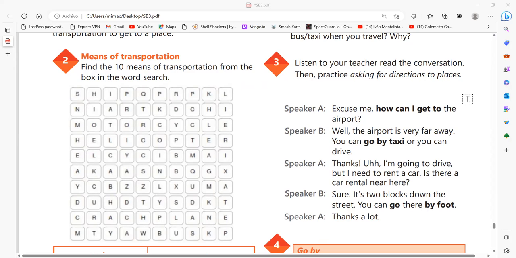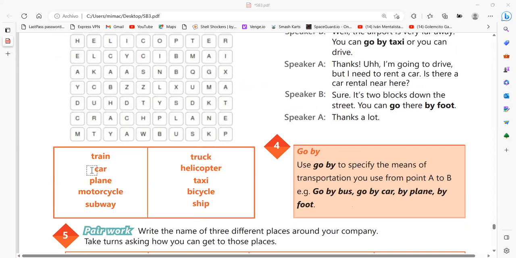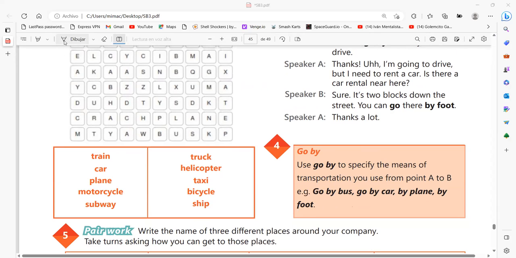Thanks a lot. Okay, now, Miss, I need you to read these transportation means, okay? Read them. Train, car, plane, motorcycle, subway, truck, helicopter, taxi, bicycle, ship. Okay, repeat after me.